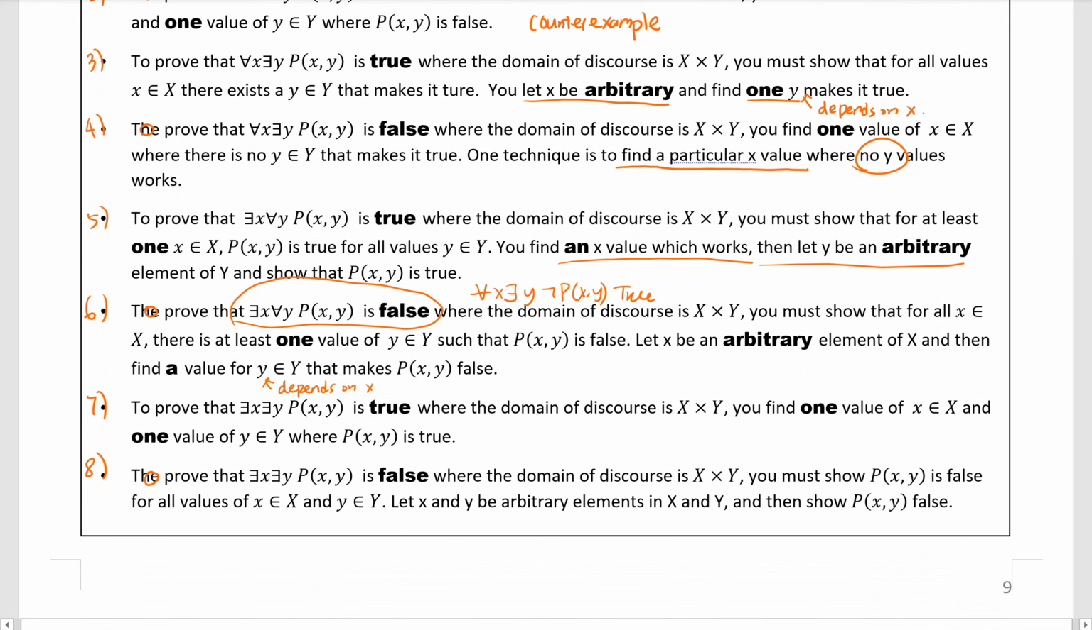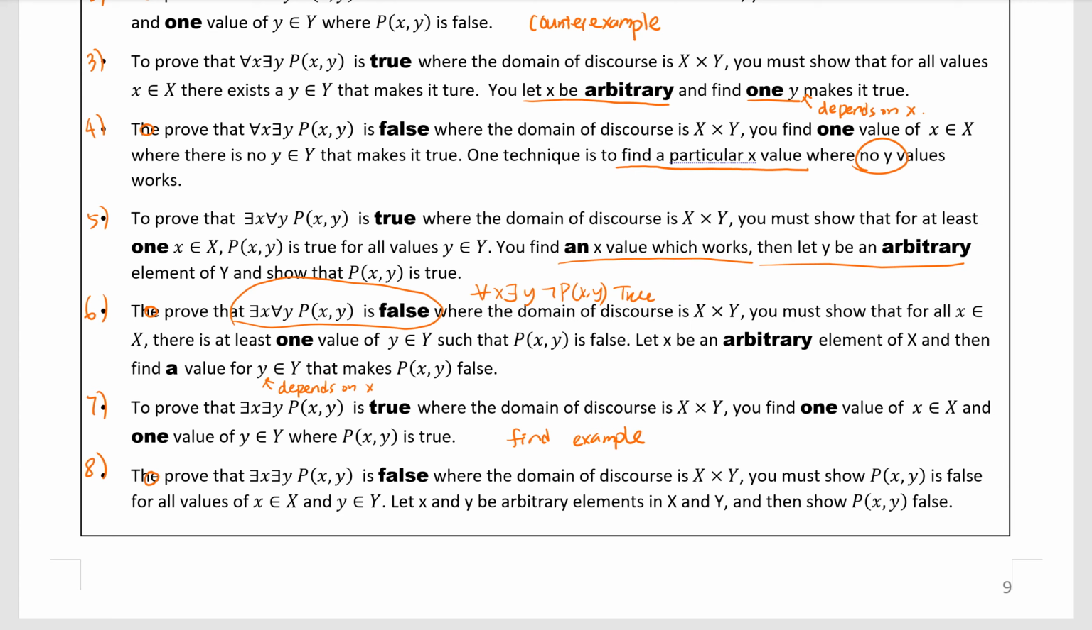Next, 7. To prove that there is this x, there is this y, such that p of xy is true, you just need to find one value of x and one value of y such that p of xy is true. Okay, so we just find an example. So we find an example here.